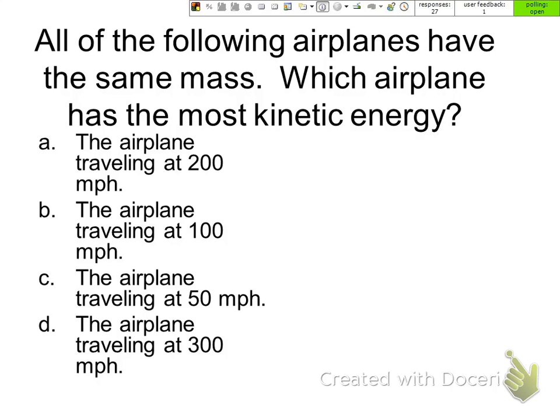So we're flipping the tables. Now all the mass is the same, and the speed happens to be different. I'm waiting on one more person to answer. All right, I need final answers. There we go. All right.